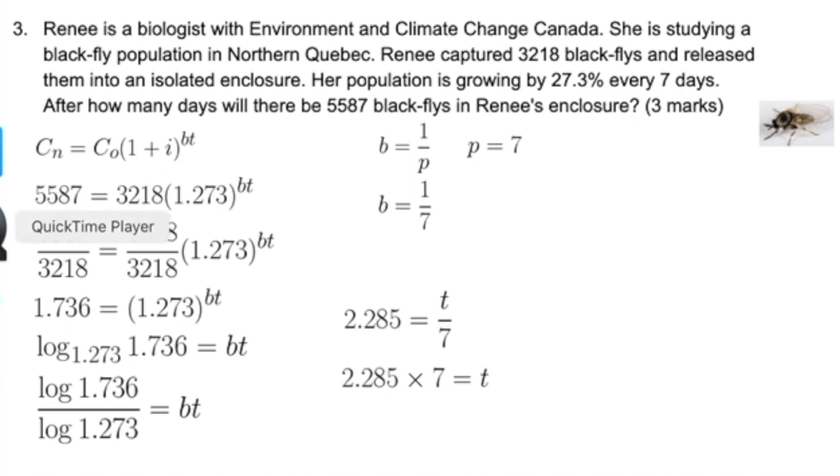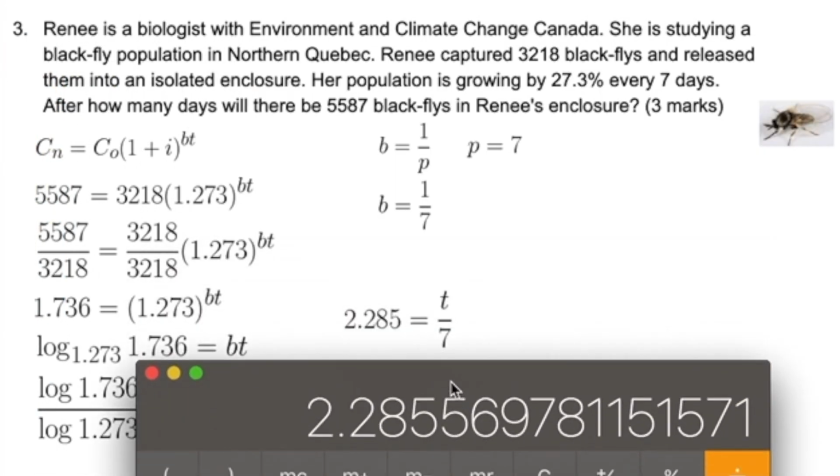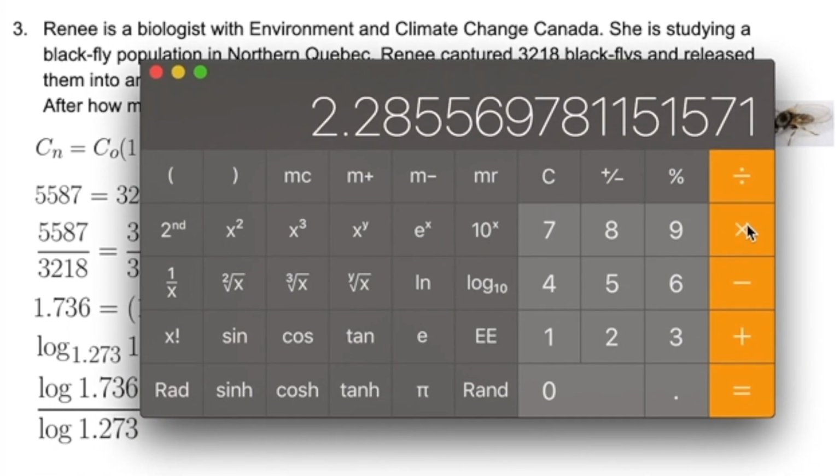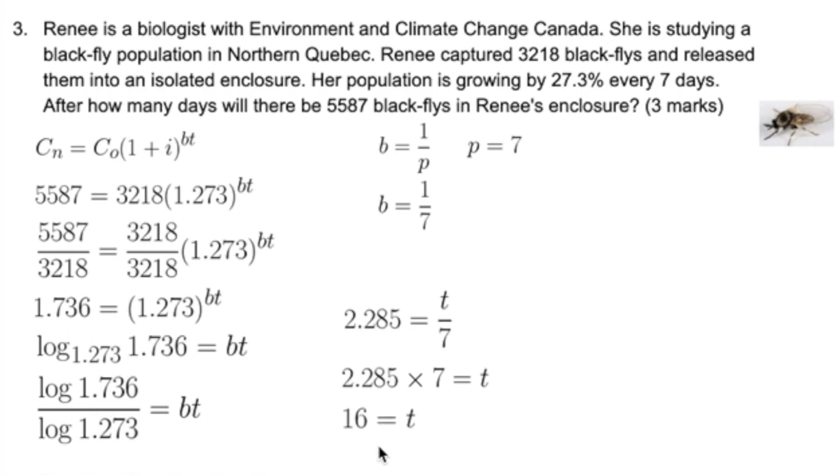7 times the 2.285, handy dandy calculator time. And remember, it's 2.2855697. Multiplying that by 7 gives us 15.9989. 16 days. We end up getting t is equal to 16, and there will be 5,587 black flies after 16 days.